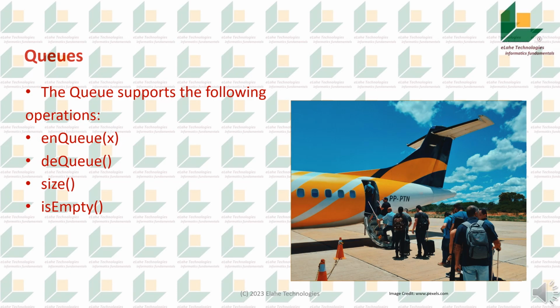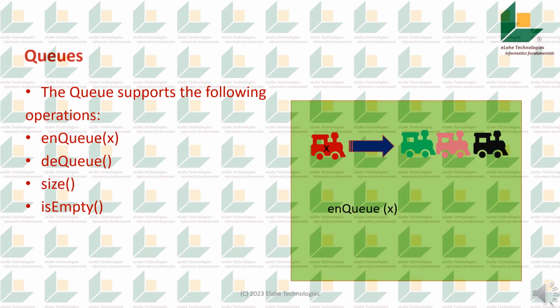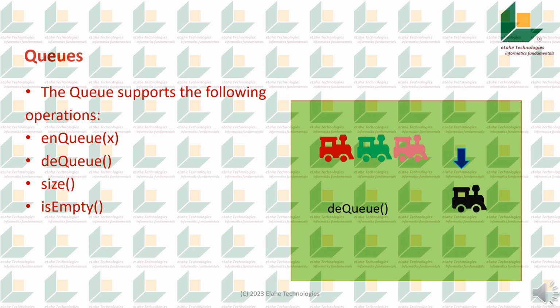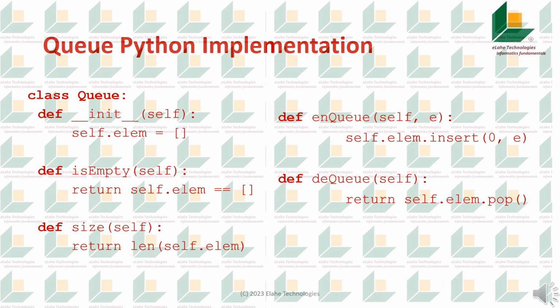The queue data structure supports the enqueue, dequeue, size, and isEmpty operations. The enqueue operation adds an element to the end of the queue. The dequeue operation removes the element at the head of the queue. The size operation returns the current size of the queue. The isEmpty operation returns true if the queue is empty, and returns false otherwise. An implementation of the queue data structure using Python lists is shown here.